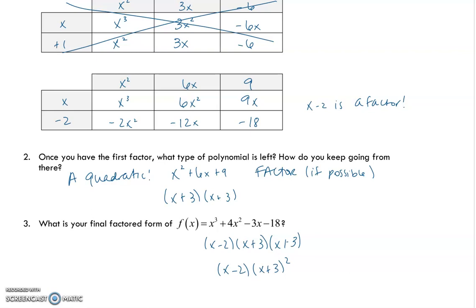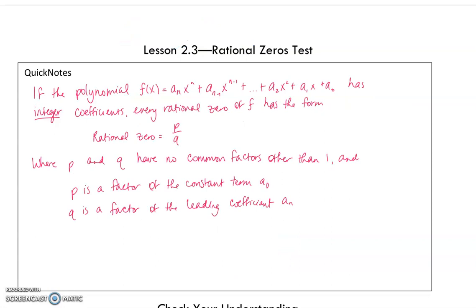So again, let's look at the check your understanding. I'm sorry, not the check your understanding. Let's look at some notes on the back. So if the polynomial f of x, which this is just the general form of a polynomial where you've got your leading term and your highest degree, and then you count your degrees, count down from here all the way till, if you have one, your constant term.